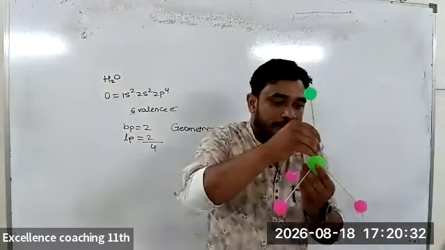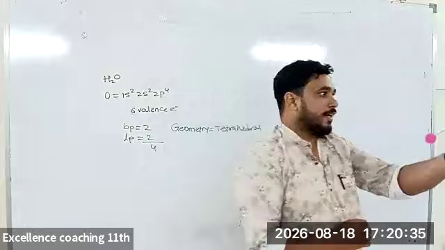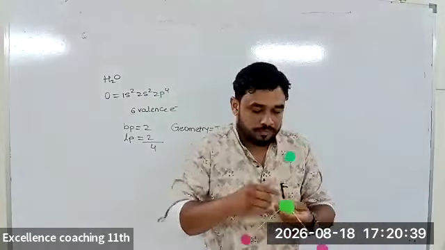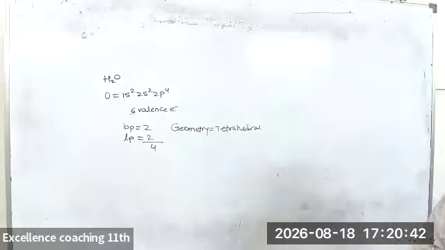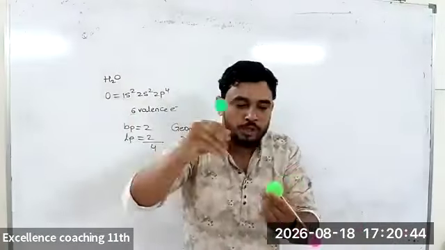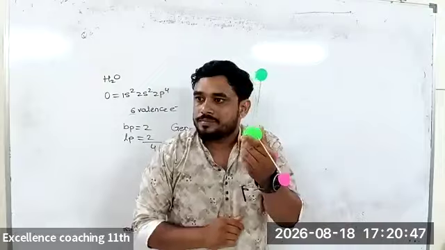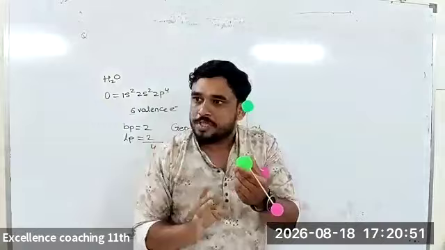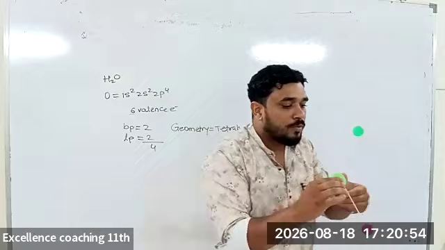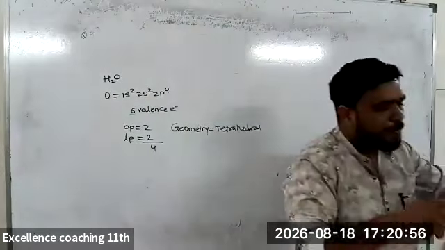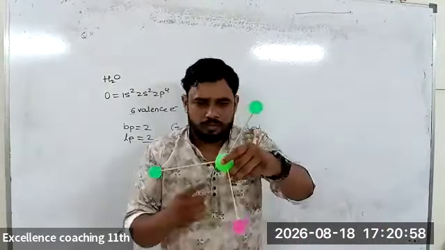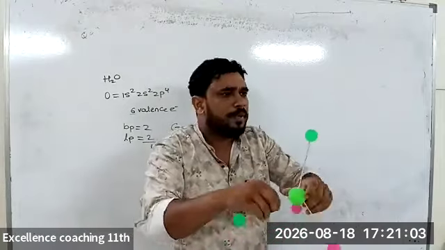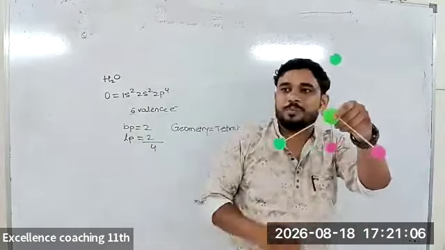So this is my geometry, yes or no? Of tetrahedron. Now, how many lone pairs do I have? 2. So this is for sure. One lone pair I will keep here. Yes or no? Here the repulsion is minimum. Can you tell me where I will keep the other lone pair? I will keep it here. If I keep it here, it is the same thing. If I keep it here, again the same thing.